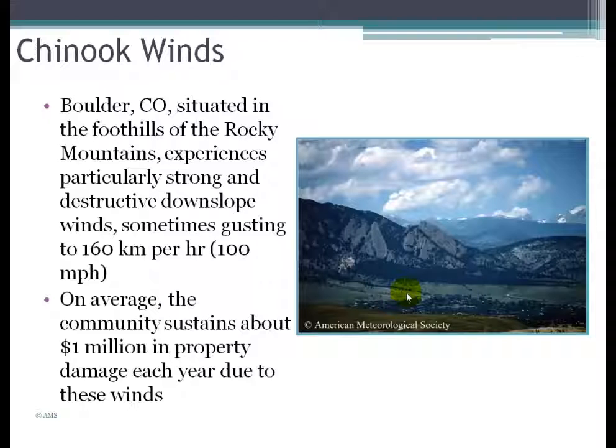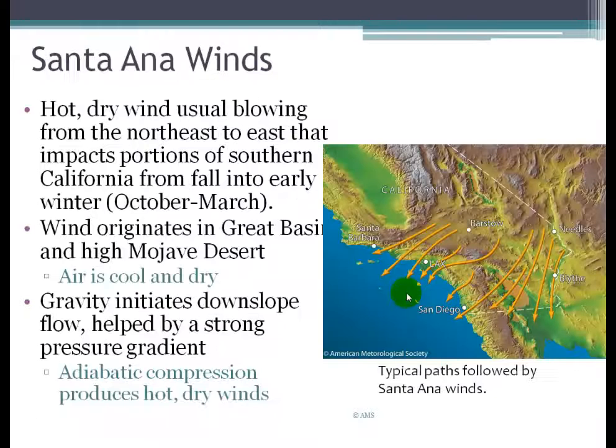One of the places that we see this in the U.S. is in Boulder, Colorado, which sits right at the foothills of the Rocky Mountains. They have very strong and destructive downslope winds. These Chinook winds can get up to 100 miles per hour, and they come on very suddenly, and you can imagine that they can cause some damage to the communities. And in fact, they do to this area, to the Boulder area.